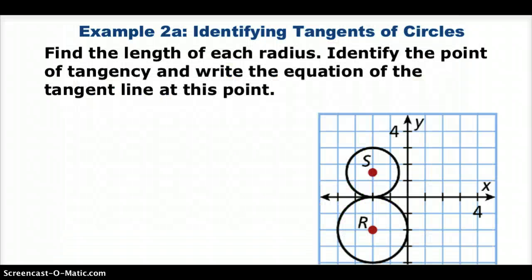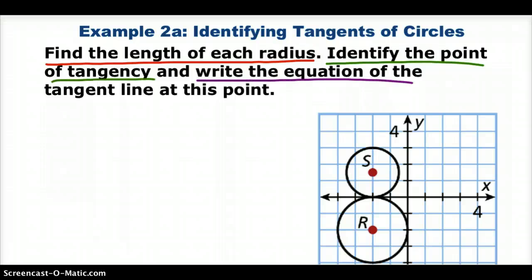Moving on, we want to find the length of each radius. That's the first thing we want to do. They also want us to identify the point of tangency, and then they want us to write the equation of the tangent line at this point. So let's take care of the first things first.